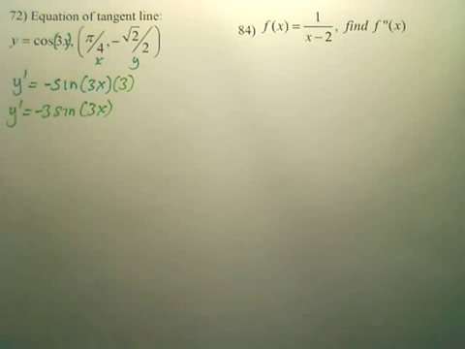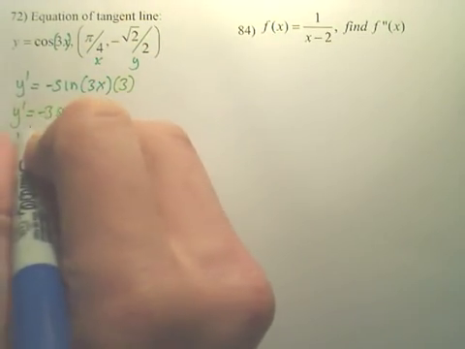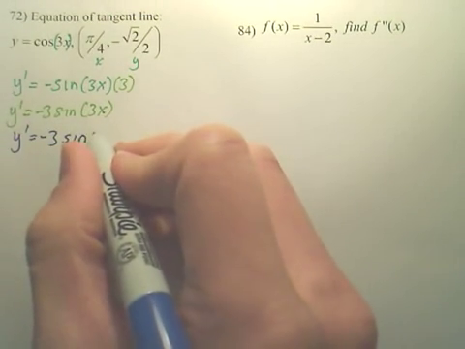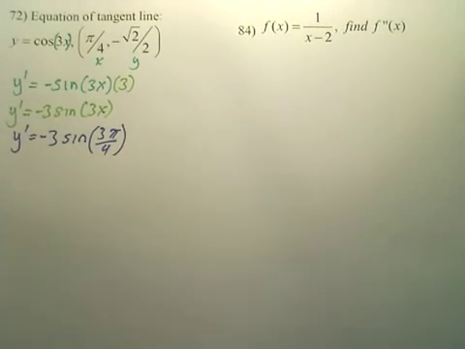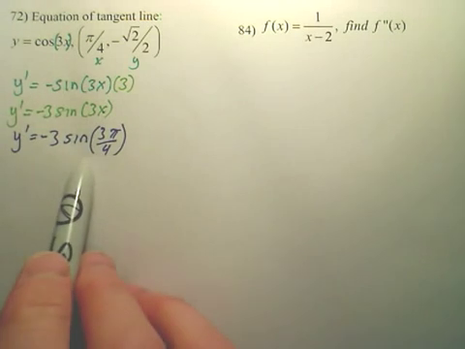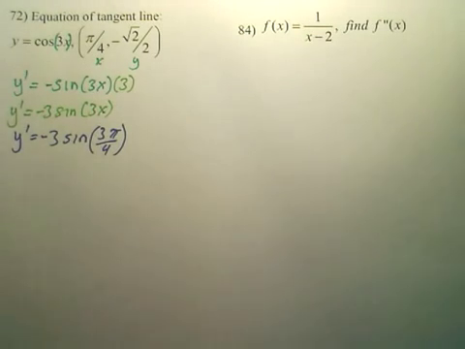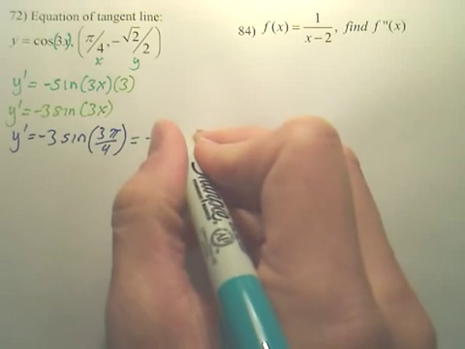Okay. But it asks you to find the equation of the tangent line, so I need to find m. So basically I'm going to plug pi over 4 in right there. Negative 3 times sine, and it's going to be 3 times pi over 4. And sine 3 pi over 4, is that negative or positive? Still positive. Positive square root 2 over 2. So it looks like that's probably going to be negative 3 times the square root of 2 over 2.